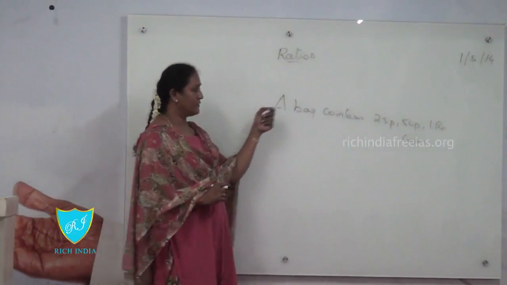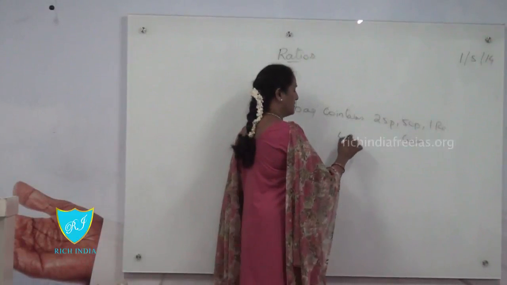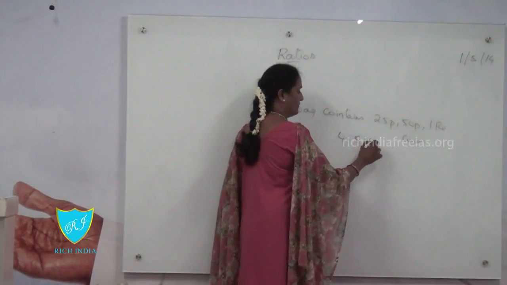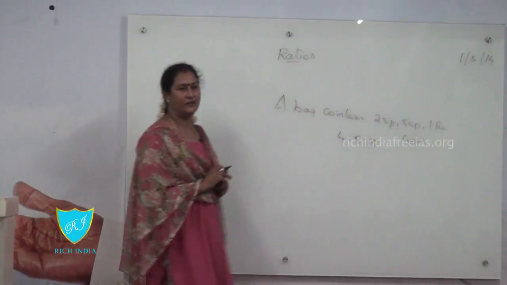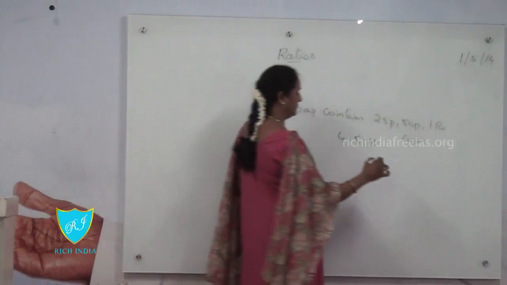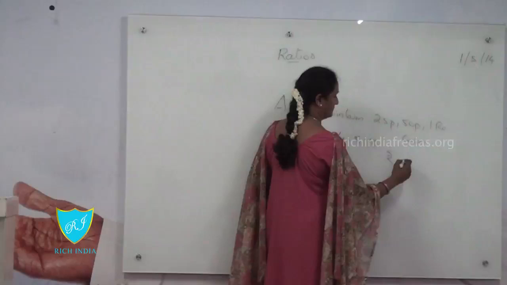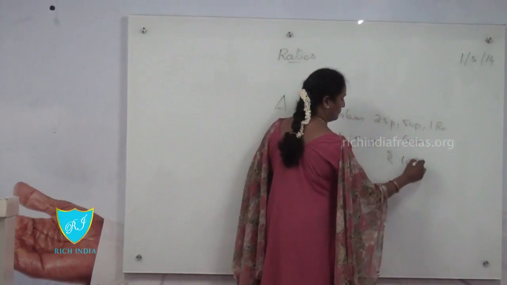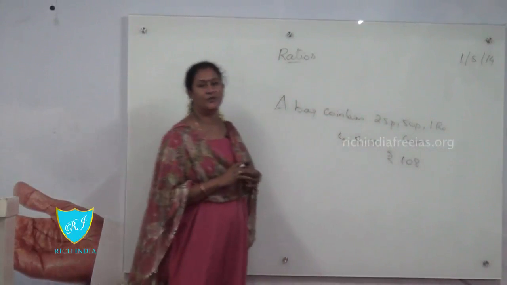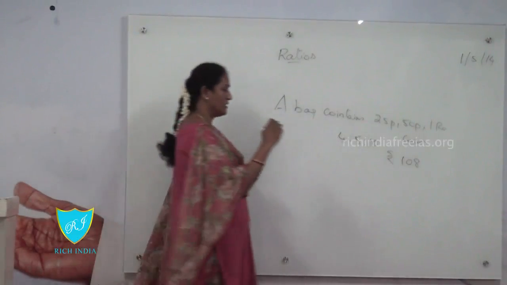A bag contains 25 paise, 50 paise and 1 rupee coins. The ratio is given as 4:5:10. The total value, when added, is rupees 108. How many 25 paise coins are there?